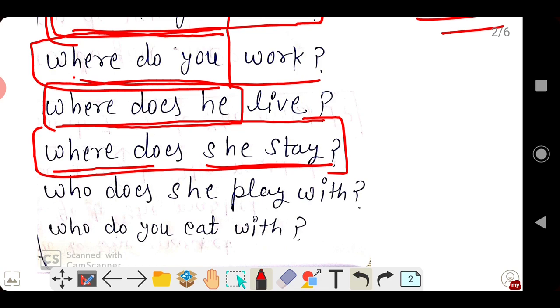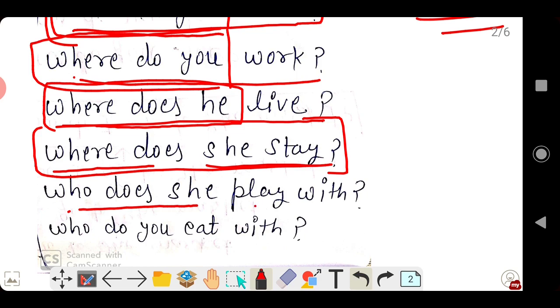Where do you stay? I stay in Gurugram. He stays in Gurugram. She stays in Gurugram. Priyanka stays in Mumbai. Okay, where does she stay?